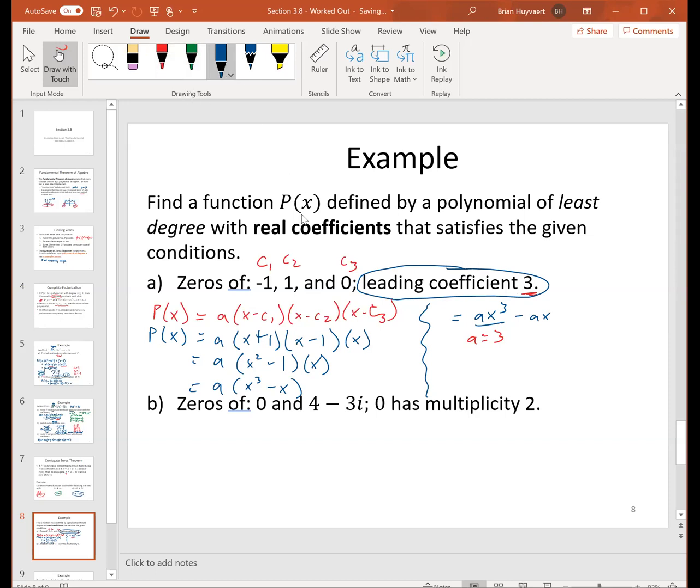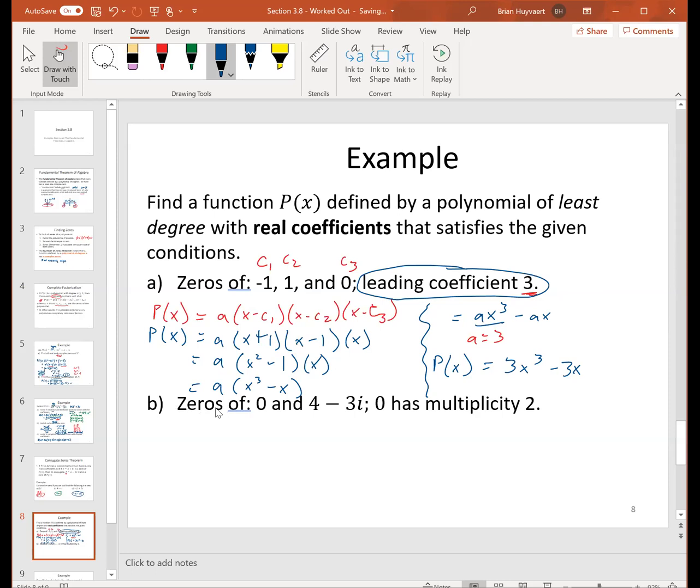So what is our function? Our polynomial function is going to be 3x cubed minus 3x, because we saw a show up in 2 different places. Okay, so we started with the zeros and then we moved on to whatever else we needed.